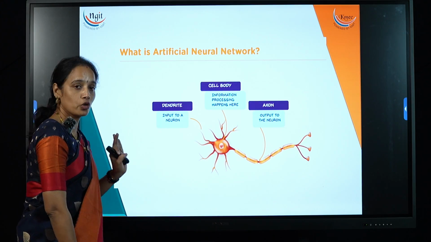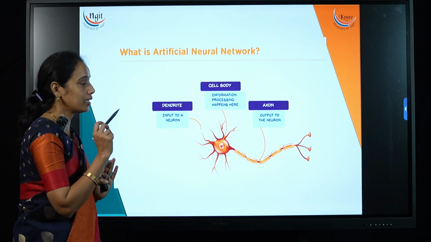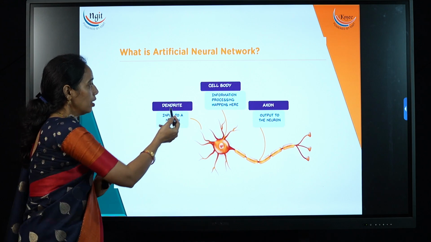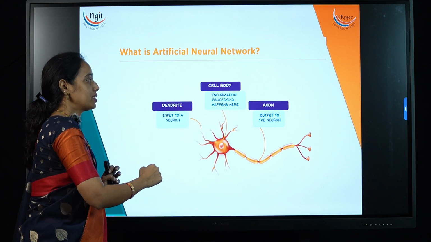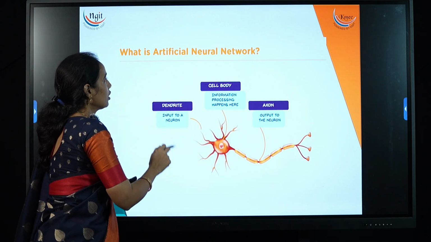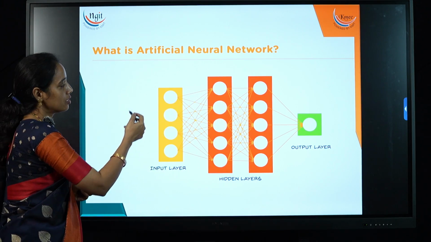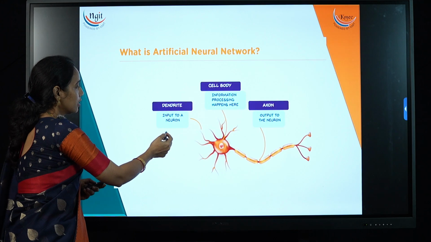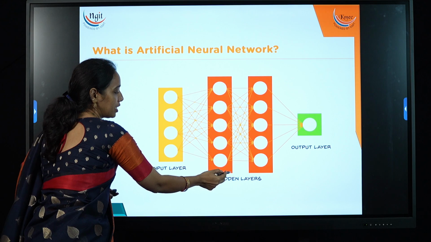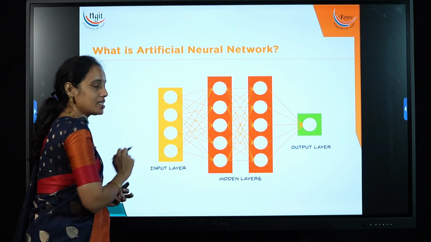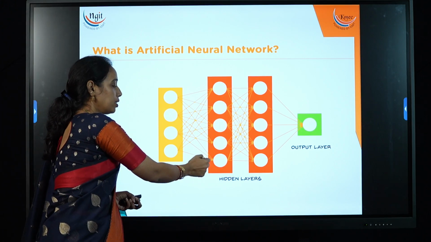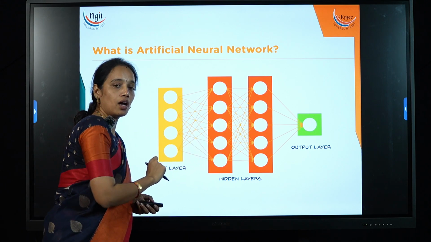So see here, in our human brain processing system, we have three important elements: dendrite, cell body and axon. Dendrite is nothing but the input to a neuron, the cell body is where information processing happens, and the axon is the output of the neuron. Similarly, if we go for the artificial neural network, it is similar to the same human brain structure, where the dendrite is nothing but the input layer, and the cell body, where information processing happens, is the hidden layers and the output layer. So by seeing this diagram, one can understand that an artificial neural network consists of three layers: one input layer, a number of hidden layers and one output layer.